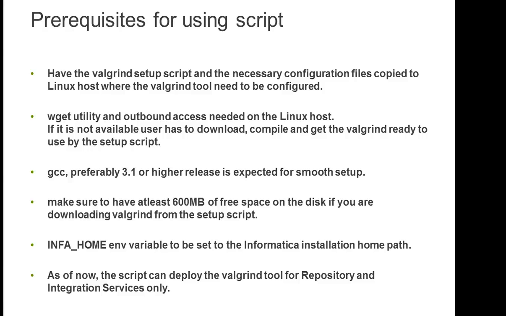Users could get the Valgrind setup script and necessary configuration files from Informatica support, and these scripts are to be placed in the Linux host where the Informatica services are running. wget utility and outbound access is needed on the Linux host if the user plans to run the setup script in fully automated mode.